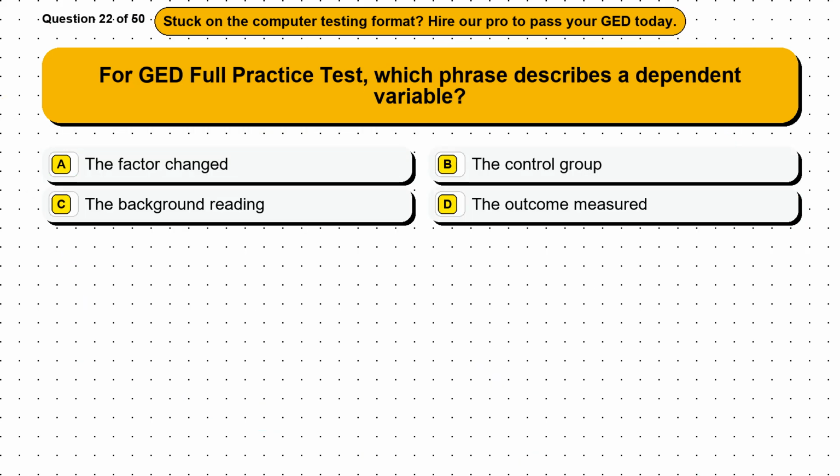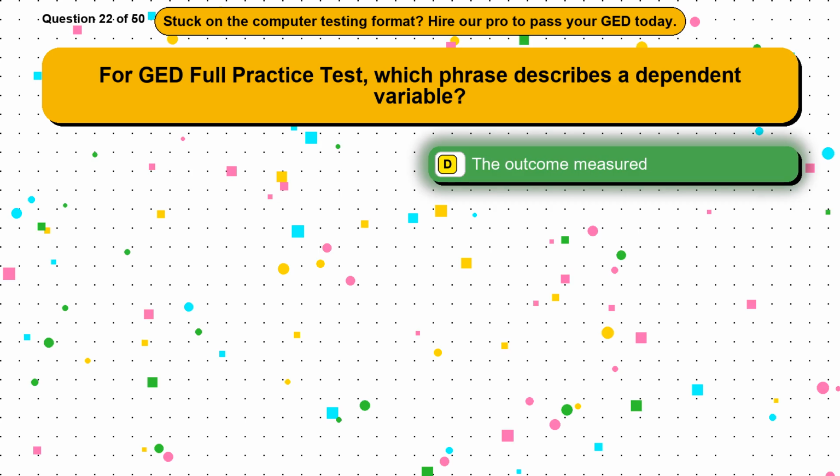Question 22. For GED Full Practice Test, which phrase describes a dependent variable? Option A. The factor changed. Option B. The control group. Option C. The background reading. Option D. The outcome measured. The correct answer is option D.